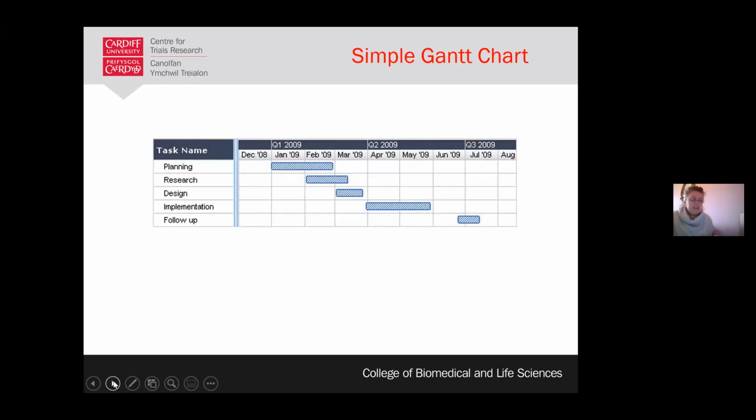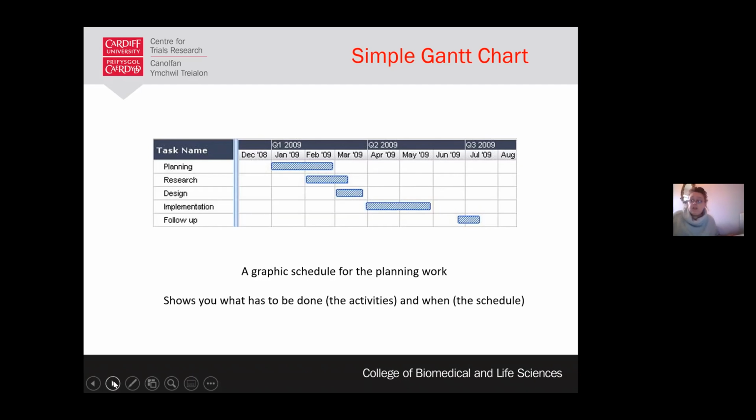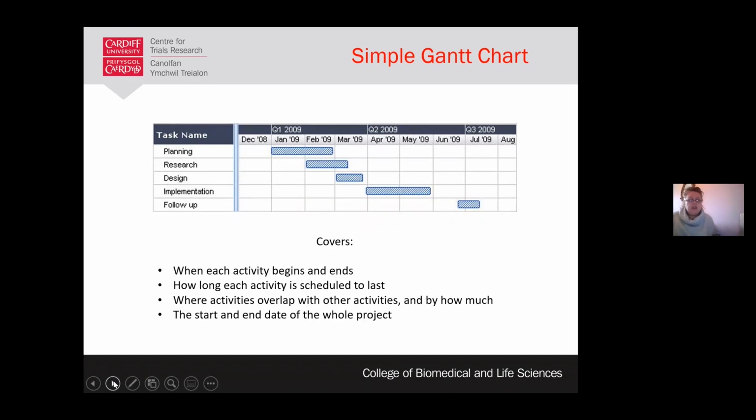So this is an example of a simple Gantt chart. And as you can see, it maps out the activities, when things begin, how long an activity is going to take, where the activities overlap. And it's a good way of planning your work. So it shows what has to be done and when. And as I've said, it covers start and end dates. It gives you an indication of how long something's going to last. It will show you where there might be crunch points in terms of where there's a lot of activity going on, maybe at recruitment and intervention delivery stage. And it covers the duration of your project.